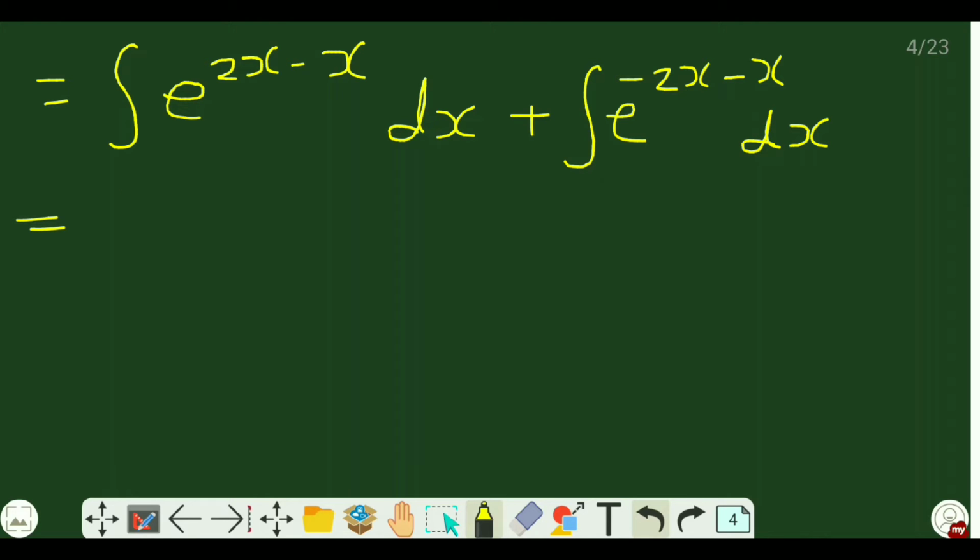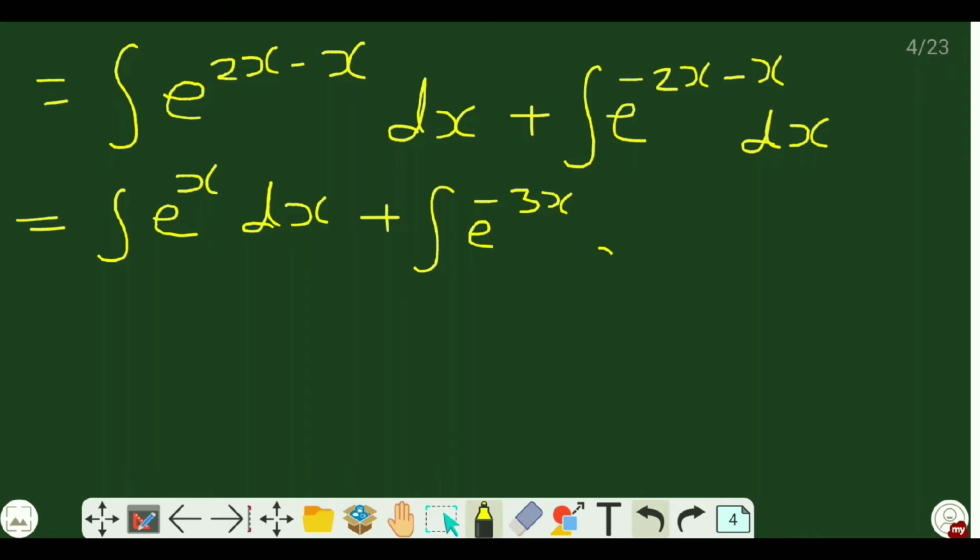So, this now becomes integral of e raised to 2x minus x, that is e raised to x, plus this one becomes integral of e raised to minus 3x dx. Now solving it further, you know that the integral of e raised to x is e raised to x itself. So, the first term becomes e raised to x. The first answer is e raised to x.